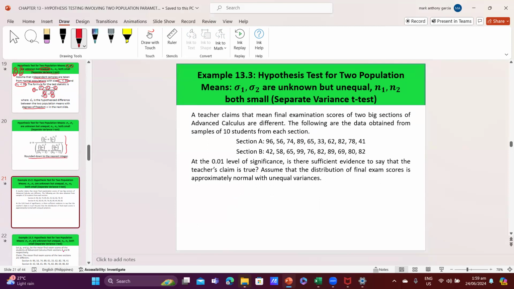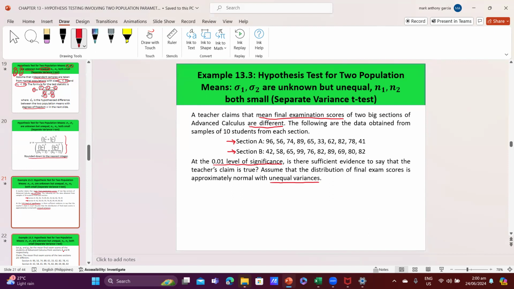The teacher claims that the mean final examination scores of two big sections of advanced calculus are different. The following are the data obtained from samples of 10 students from each section. So this is the data coming from the students in section A, and this is the data coming from the students in section B. At the 0.01 level of significance, is there sufficient evidence to say that the teacher's claim is true? Assume that the distribution of final exam scores is approximately normal with unequal variances.